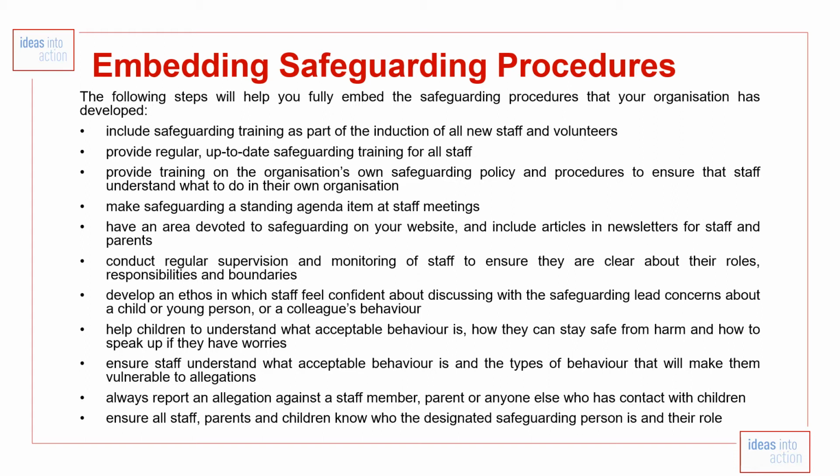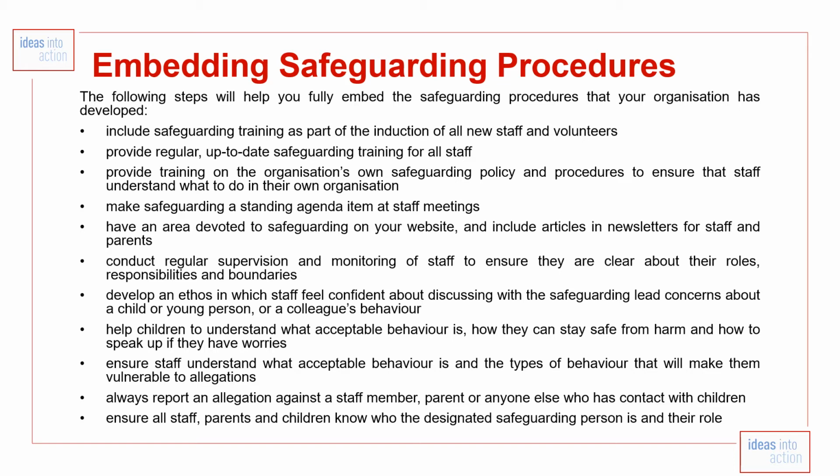Next, we can help children to understand what acceptable behaviour is, how they can stay safe from harm, and how to speak up if they have worries. Next, we can ensure staff understand what acceptable behaviour is and the types of behaviour that will make them vulnerable to allegations. Next, we can always report an allegation against a staff member, parent, or anyone else who has contact with children or vulnerable adults.